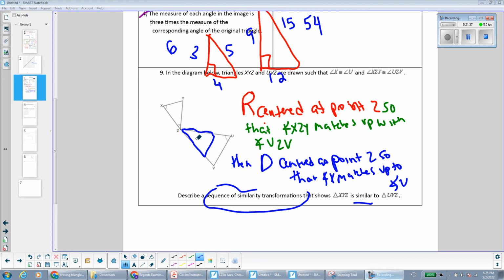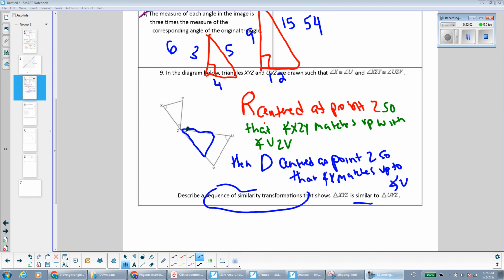So once we do the rotation, our image triangle would look something like the blue one I outlined here. It would be facing in the same direction, oriented in the same direction. It'd be lined up to the bigger triangle, but it wouldn't be the same size. So then we would have to dilate it, once again, centered at point Z, because that's the point that they would be attached by, so that the other corresponding parts match up to each other.